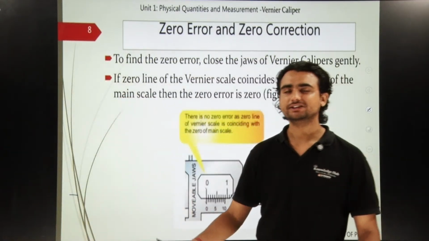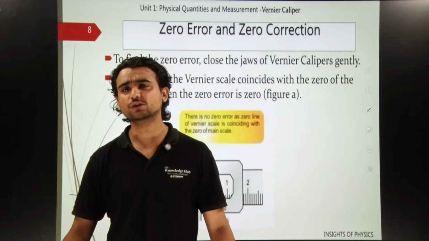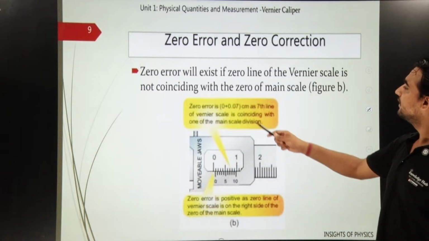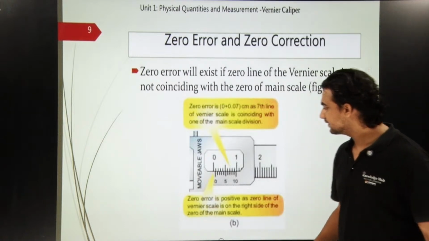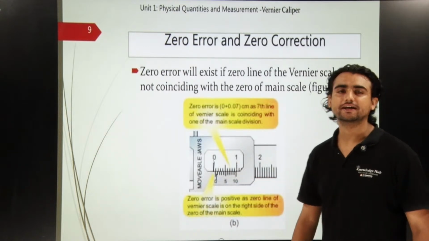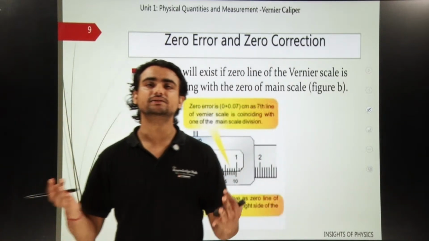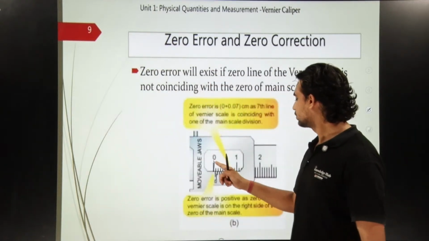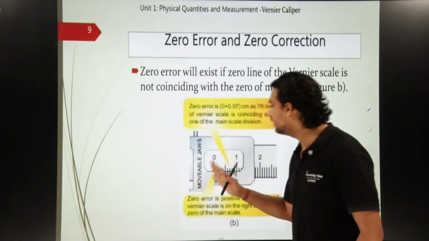Likewise, if before measuring anything I take the weighing machine out and it is showing 0 kgs, then there is no error in the weighing machine. Zero error will exist if the zero line of the vernier scale is not coinciding with the main scale. You can see here that the 0 of the vernier scale and the 0 of the main scale are not coinciding. So now I know that I have some error. When there is no object and the two jaws are in contact, this 0 should coincide with this 0. If it is not coinciding, I have some error.